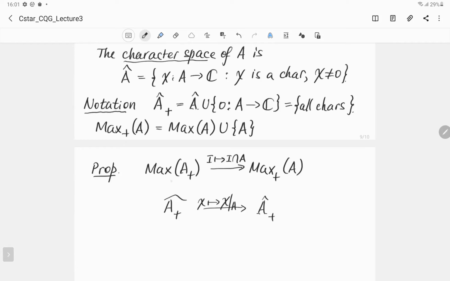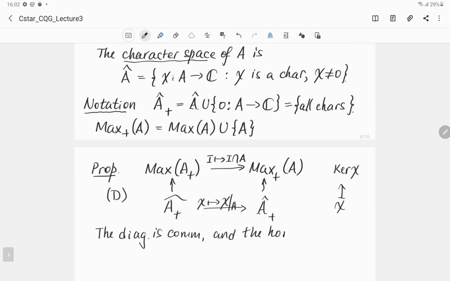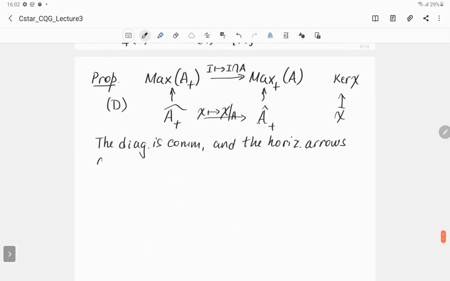And finally, we have two vertical arrows from here to here, which take each character to its kernel. Let's denote this diagram by D. Well, I claim that the diagram is commutative, and the horizontal arrows are bijections. The proof is an exercise for you.